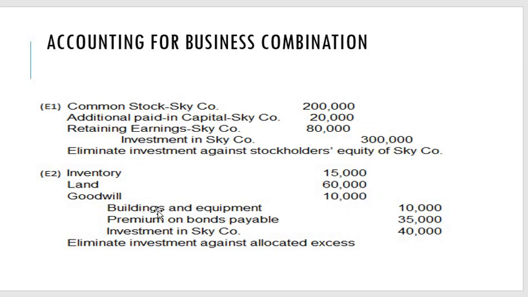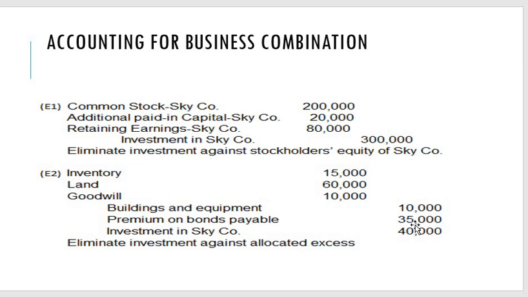And then the undervaluation of inventory and land, the overvaluation of buildings and equipment, and then the undervaluation of bonds payable. Since the fair value of the bonds payable is greater than par, the difference, because it is undervalued, will be credited to premium on bonds payable. Okay, so that's 35,000.